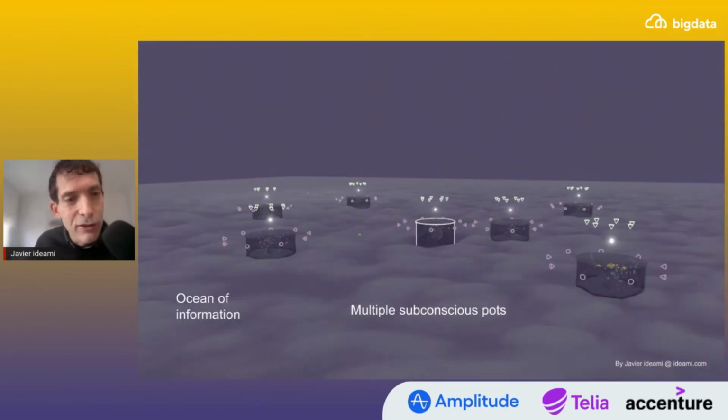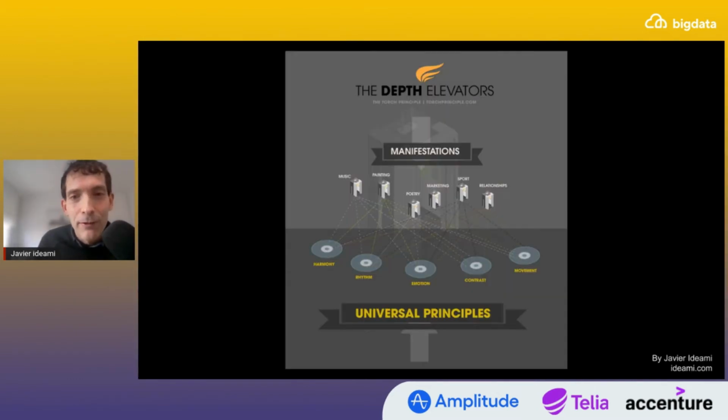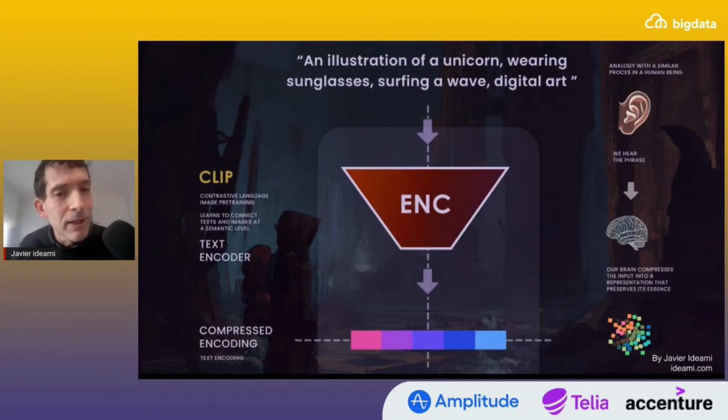Here we have a collection of these subconscious spots. We are one of those, and we are surrounded by many others. And this infographic shows us that there is this connection between the top and bottom part of the depth elevator, so the good thing about abstraction is that abstraction allows us to then interconnect many of the things that are happening at the bottom of that depth elevator.